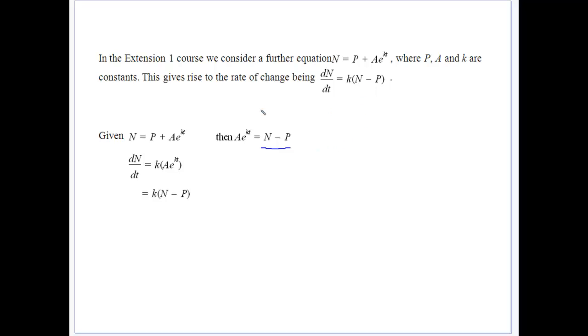How do we prove this function? Well, if we had n is equal to p plus a e to the kt, dn/dt would be k times a e to the kt, because p is a constant. If we consider that a e to the kt, by manipulating this function, would be n minus p, then we can substitute a e to the kt as n minus p. So there's our proof. A lot of times you're asked, that's the first part you're asked to do in a question, is to show that that's true.